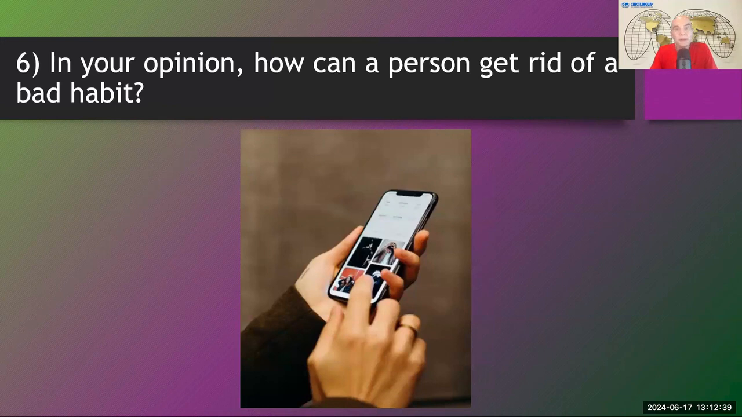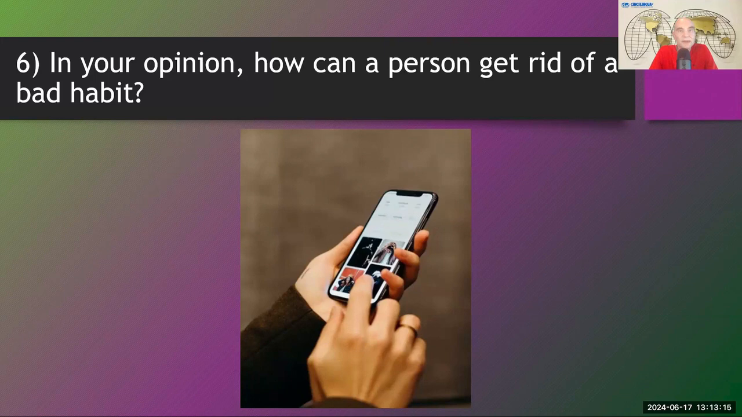Now, in your opinion, how can a person get rid of or dispose of a bad habit? So to get rid of, this is an idiom. It means to dispose of or to dispense of a bad habit. Well, there's a lot of research on this topic, psychological research, and a lot depends on the habit. It depends on the specific habit.